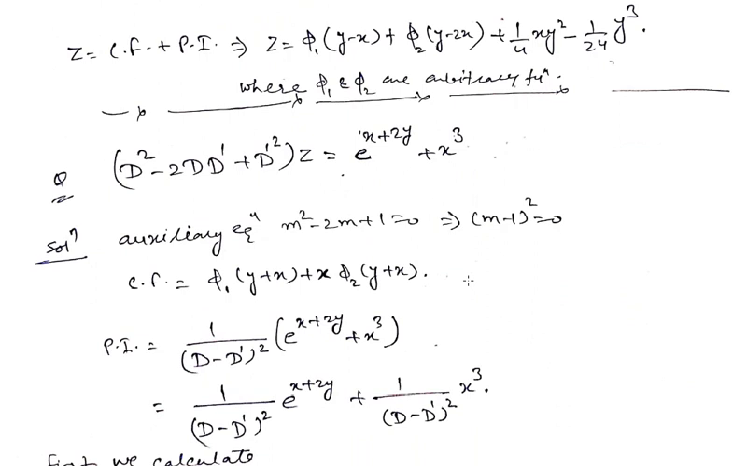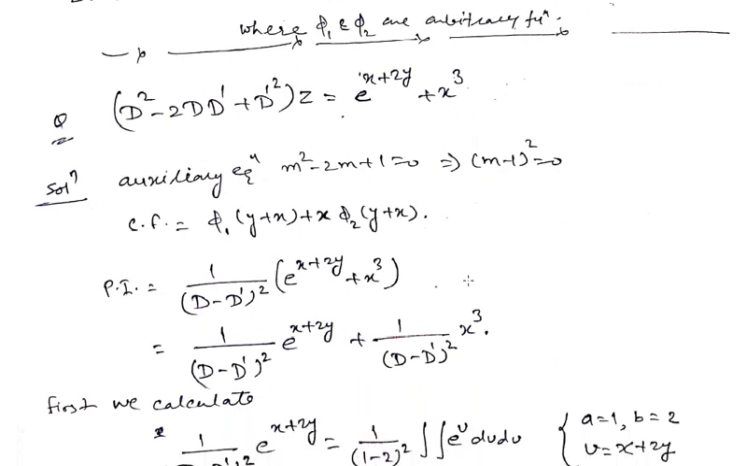Let's take one more problem. D square minus 2d d prime plus d prime square z is equal to exponential x plus 2y plus x cube.